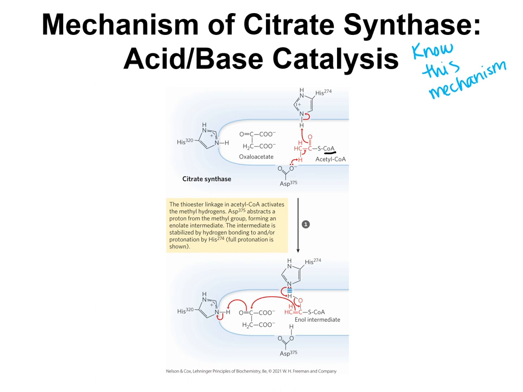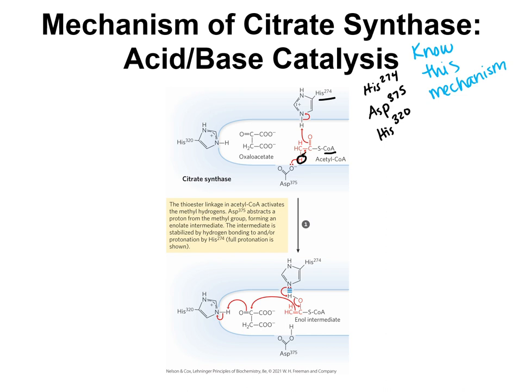So here we've got a few important residues. His 274, aspartate 375, and another histidine, his 320. We're starting from the point where we have both substrates bound. What's going to happen here is we're going to abstract a proton from the methyl group here. And that is facilitated by the aspartate.